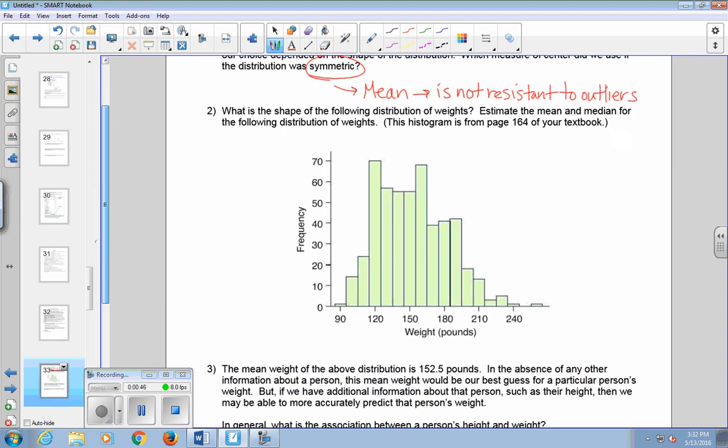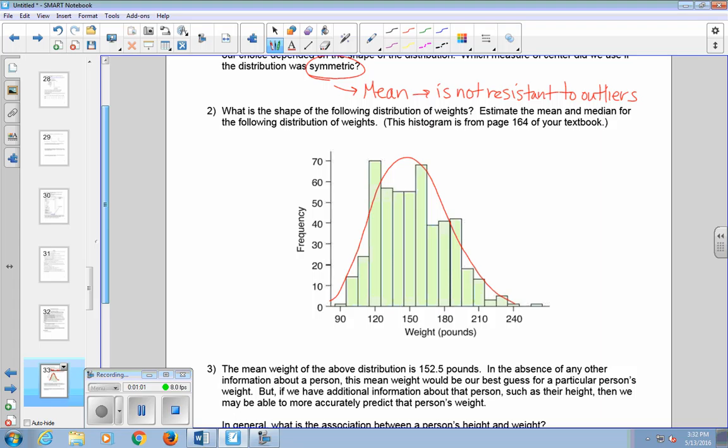So number 2, what's the shape of the following distribution of weights? Estimate the mean and median for the following distribution of weights. And this histogram is on page 164 of your textbook if you're interested. So notice that it is somewhat symmetrical. There's our idealized version of that graph, a rough sketch.